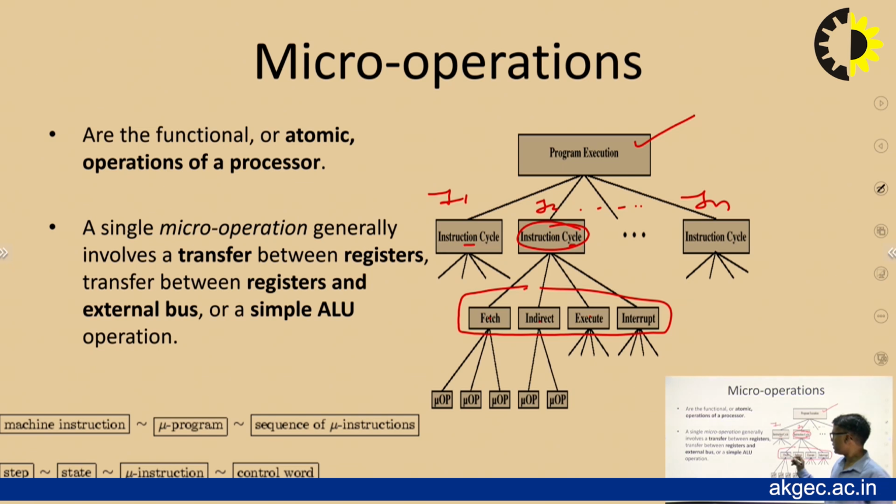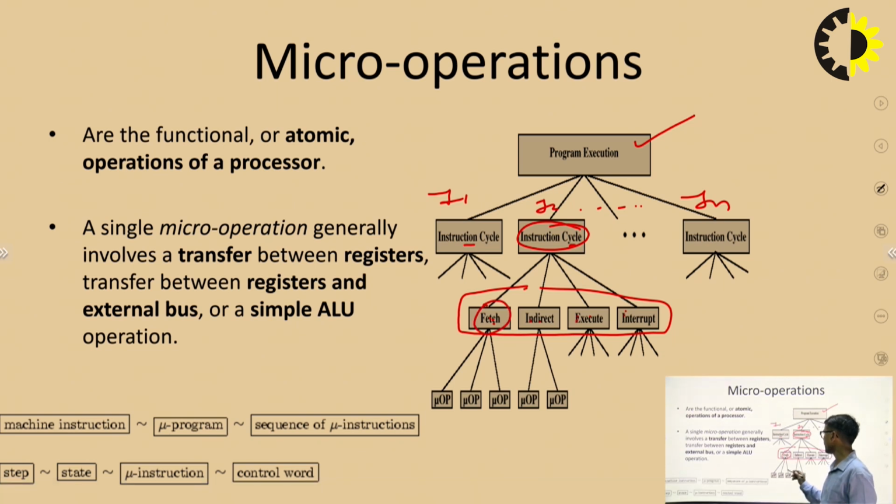So this instruction cycle is composed of 4 stages of execution or 4 stages of sub-cycles. And if you go down into detail of the fetch, you will find that it is composed of multiple micro operations. Similarly, the indirect cycle will have another set of micro operations.